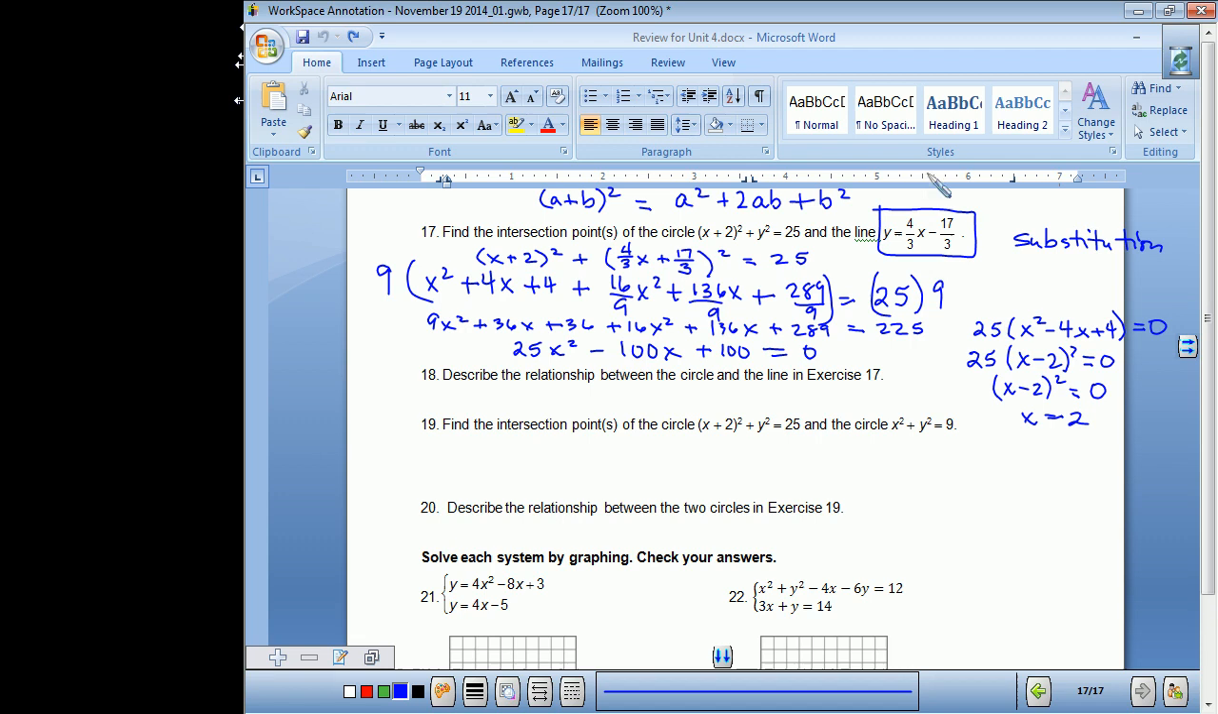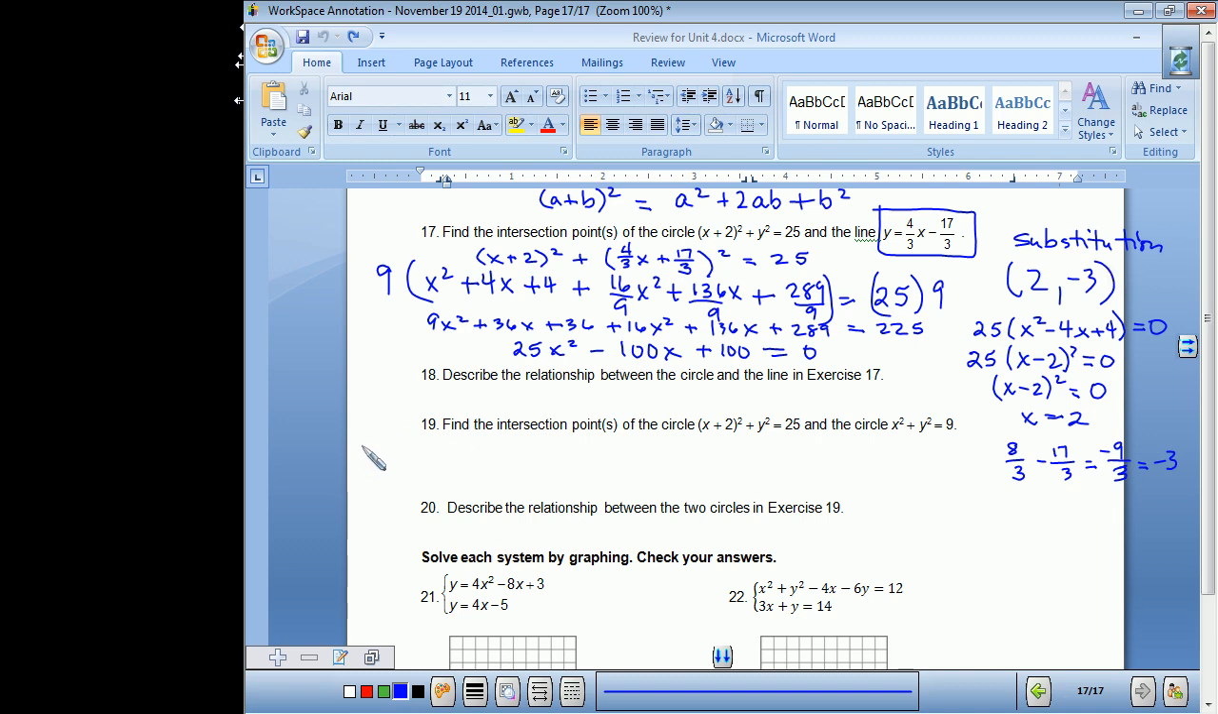When it goes back into the line, we get 8 thirds minus 17 thirds is negative 9 thirds, which is negative 3. So it intersects at the point (2, negative 3). Done.